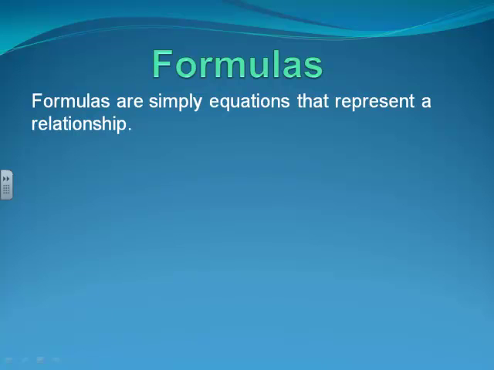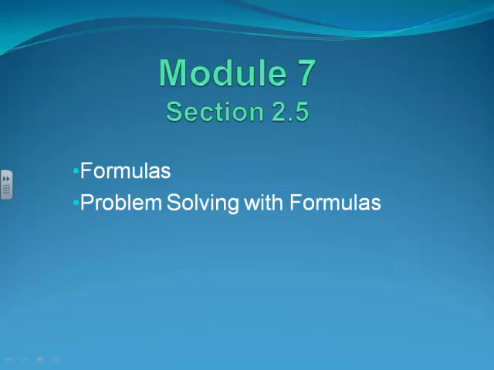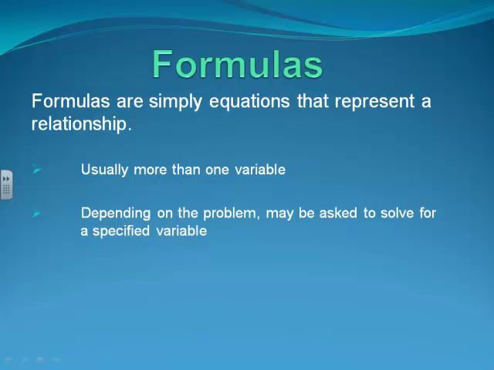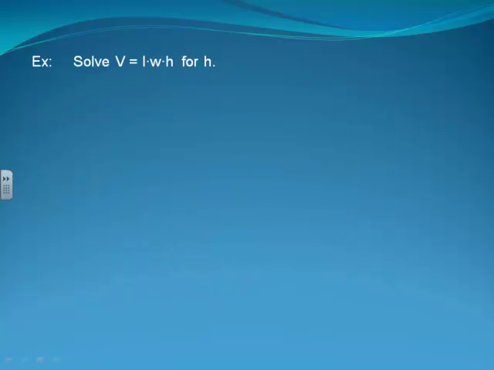Formulas are simply equations that represent a relationship. There is usually more than one variable in a formula. Depending on the problem, you may be asked to solve for a specified variable, and you want to isolate the variable you are interested in. And the way you're going to do that is with any other equation. You're going to use properties of equality, and you're going to use opposite operations to move stuff around and to get the variable that you're interested in isolated.